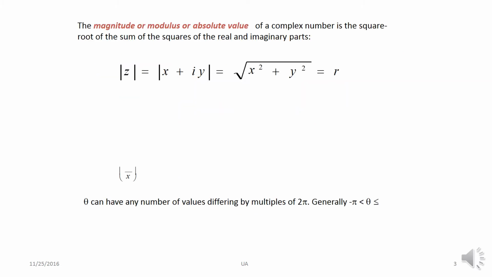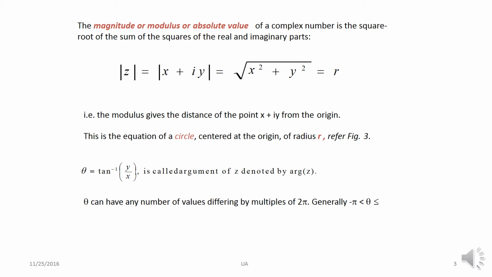Now let's see magnitude and theta value. The magnitude, or modulus, or absolute value of a complex number is the square root of the sum of squares of the real and imaginary parts. We have seen in the previous slide, mod z is equal to mod x plus iy, which is equal to under root x square plus y square, which is equal to r. So we can write r square is equal to x square plus y square. So mod z is equal to r, which is equal to under root x square plus y square.